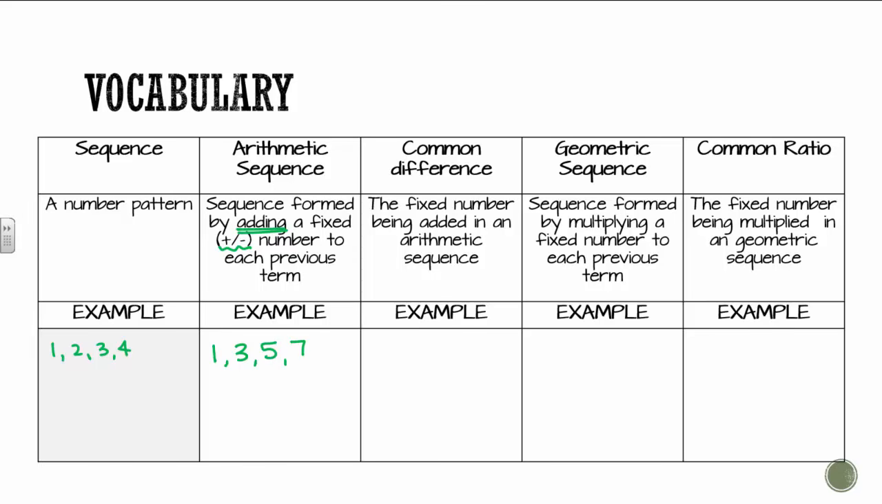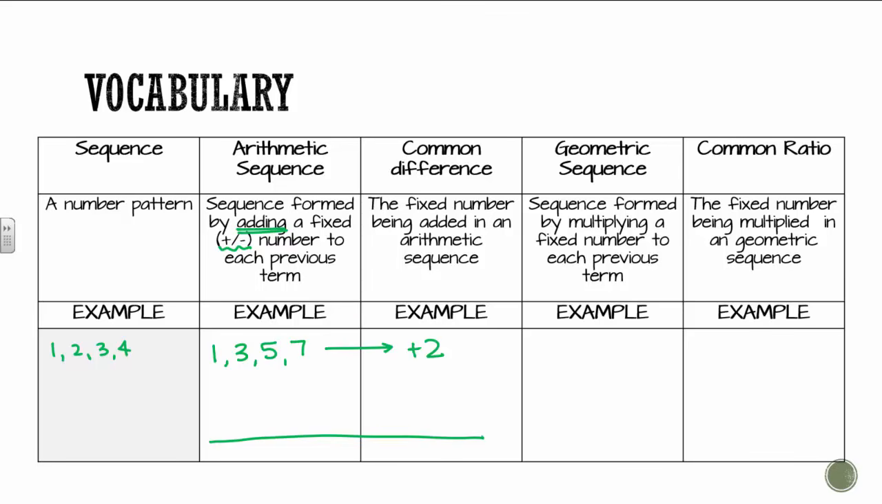The common difference is the fixed number being added every single time. So in this example, our common difference was a positive 2. I added that every single time to get the next one. I want you guys to come up with a new arithmetic sequence and tell me what the common difference is.